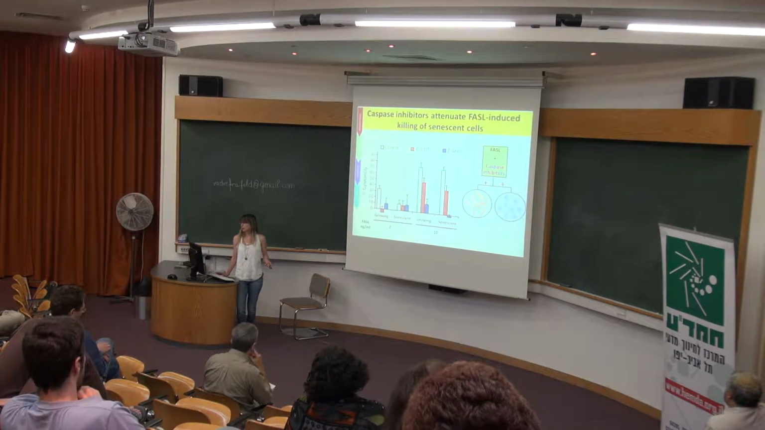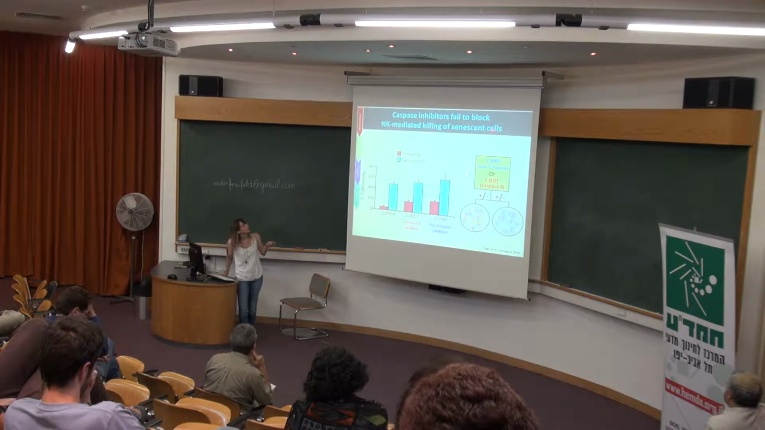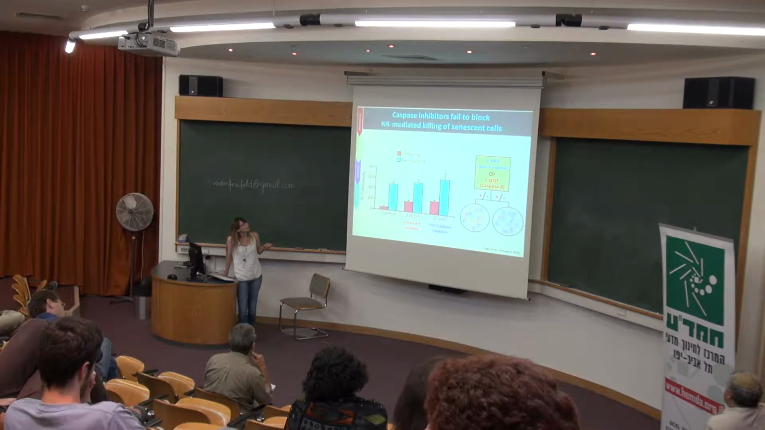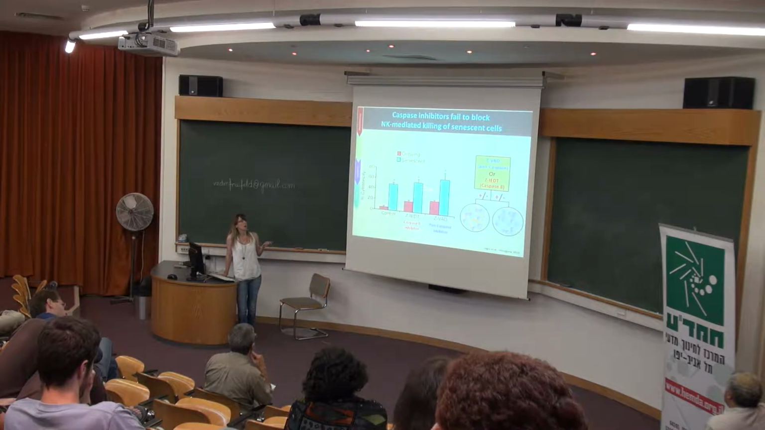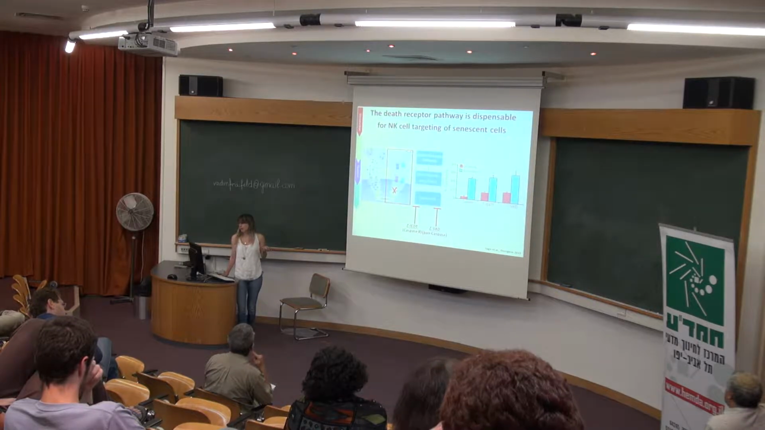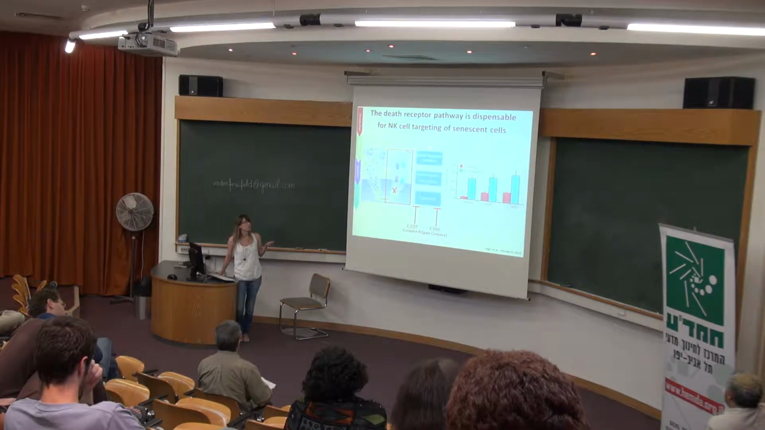However, the really interesting question is whether this pathway contributes to the NK cell killing of senescent cells. So we added the caspase inhibitors, and afterwards we added NK cells, but to our surprise, this did not attenuate the NK cell specific killing of senescent cells. Therefore, we can conclude that the death receptor pathway is dispensable for the NK cell targeting of senescent cells.